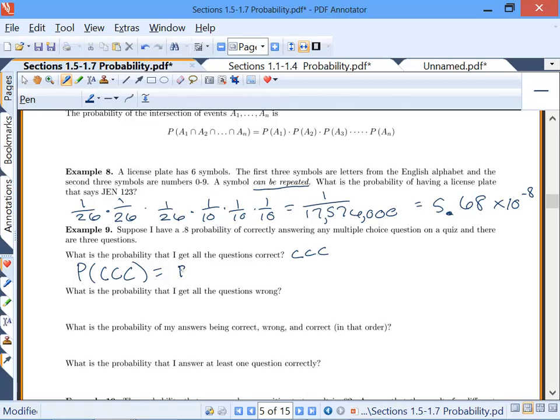Okay. How would you find that probability? These are independent events, so I can just do the probability of getting the first one correct times the probability of getting the second one correct times the probability of getting the third one correct. So this would be 0.8 times 0.8 times 0.8.